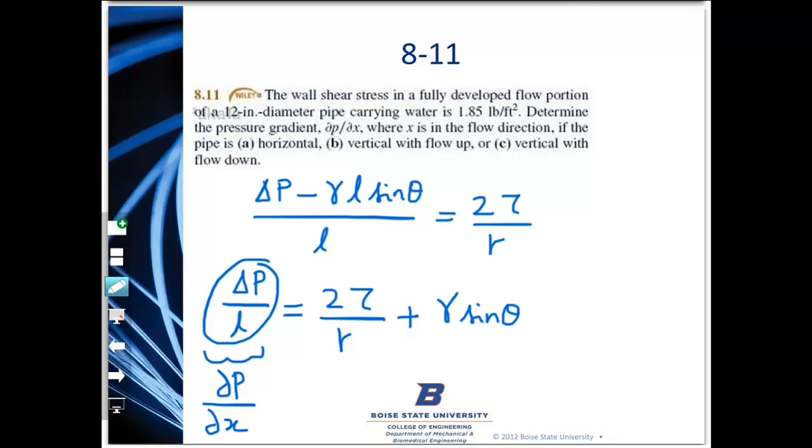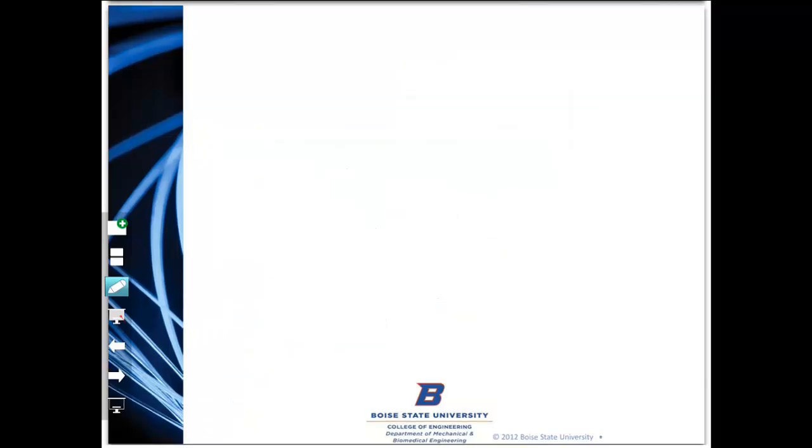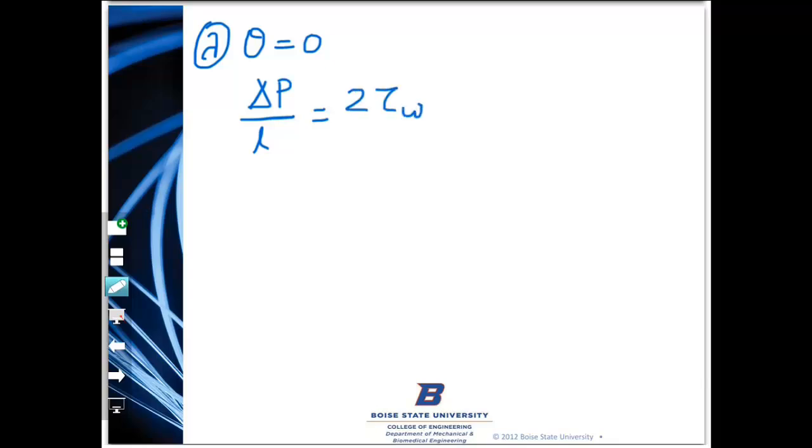If it is vertical with the flow up, theta will be 90 degrees. If it is vertical with flow down, theta will be negative 90. Okay, based on that, for part A, theta is 0. So delta P over L is just 2 tau wall over R at this point.